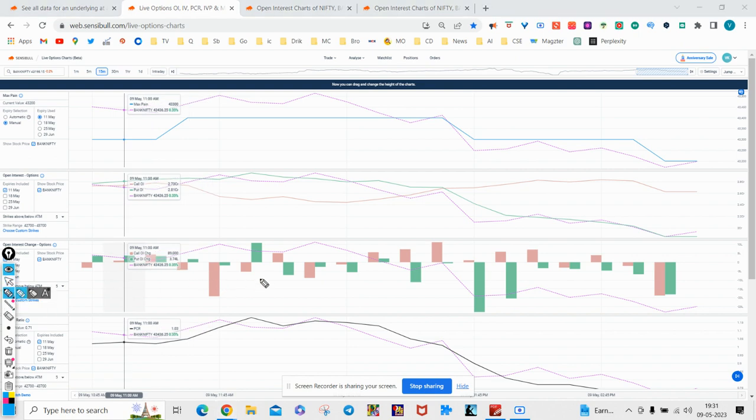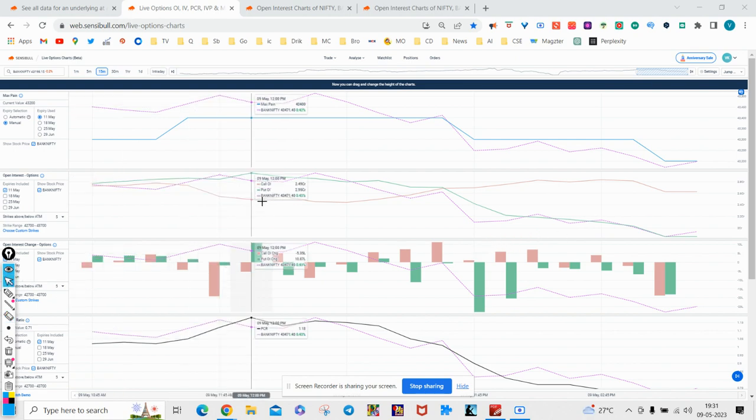You can see that puts started to unwind. There are continuous put unwinding prints we can see here, right? The green ones are put unwinding, and there is call writing taking place. So overall, the sentiment turned negative. Now this is where our macro understanding helps us.